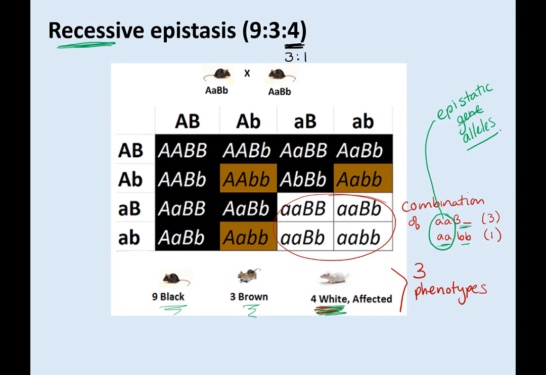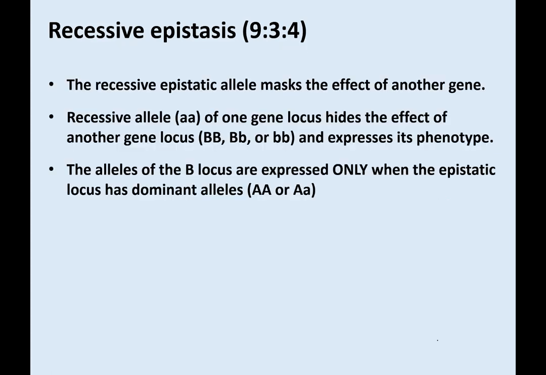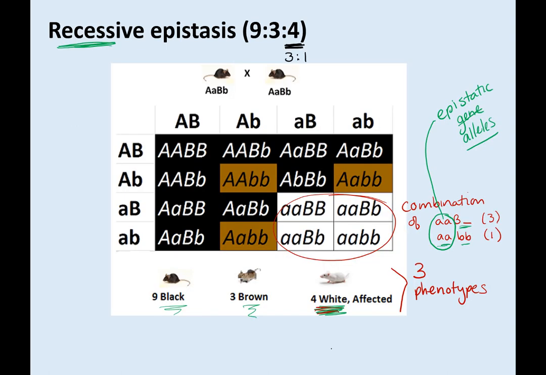So what does this mean as far as a biochemical pathway? Recessive epistasis tells you that the recessive allele masks the effect of another gene. In this case it's this little a that hides the B locus. And you only get expression of the alleles from the B locus if you have at least one dominant A allele. And again, just take some time and look at the information in the Punnett square to work through this.